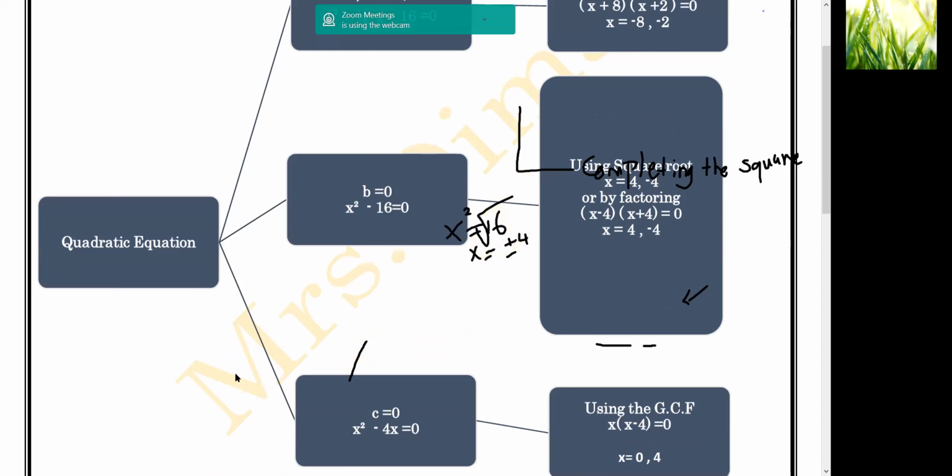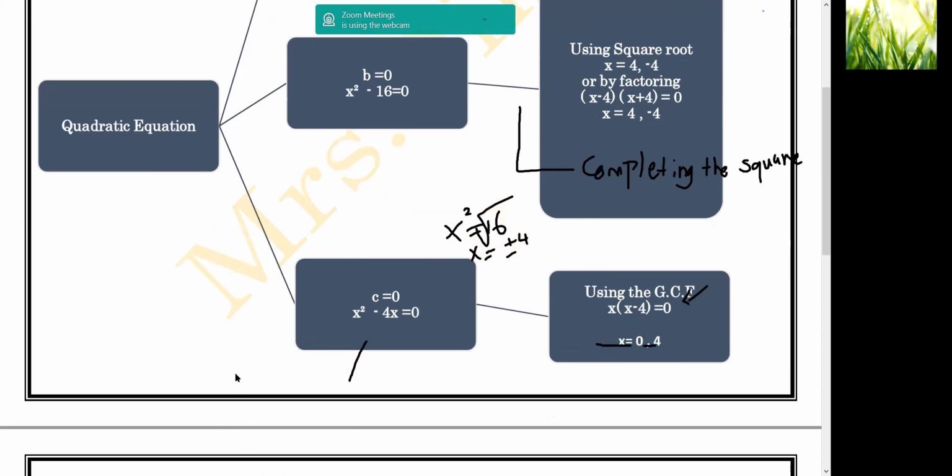If I have A, B, C, and there's no B, what about if there's no C, like x squared minus 4x equals 0? What do I have to do here? We have to use the GCF, or the greatest common factor. Let's take x as a common factor, so we have x times x minus 4, so I can solve it: x is 0 and x is 4.